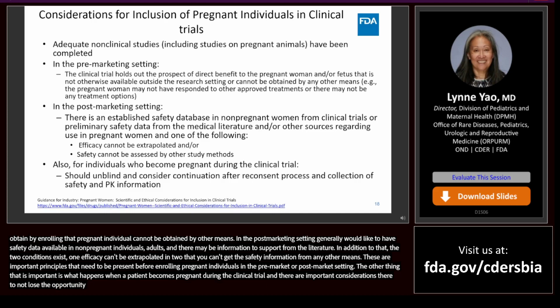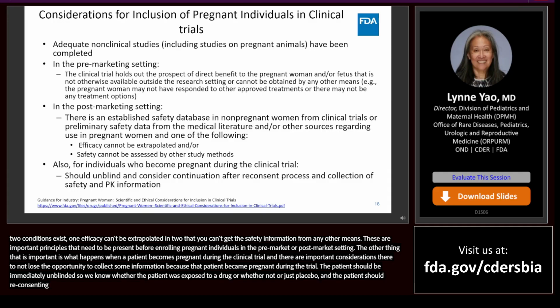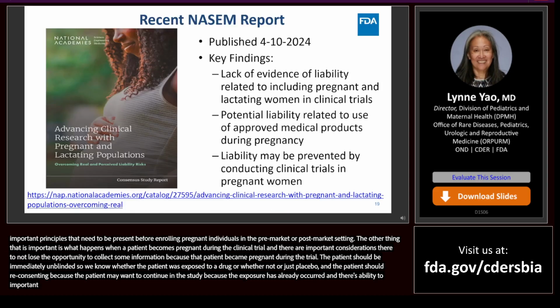Now, that patient should be immediately unblinded so we know whether or not the patient was exposed to drug or just placebo, and that patient should undergo a reconsenting process, because that patient may actually want to continue in the study because the exposure has already occurred, and there's the ability to collect important additional safety as well as PK and dosing information.